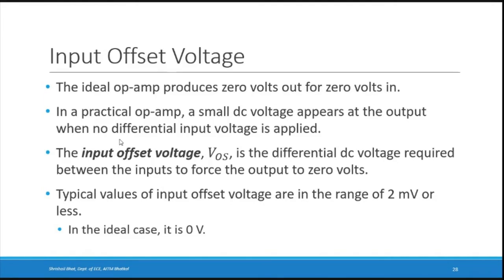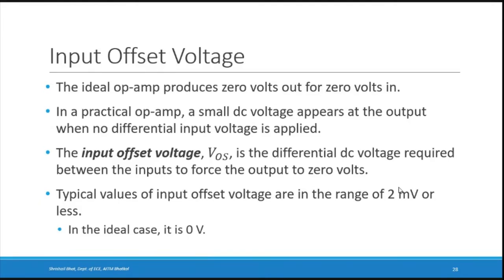So to nullify the effect of that offset voltage, you have to connect some voltage at the input. So that's called the input offset voltage. Okay, input offset voltage, VOS. So that's the differential voltage that you have to give at the input to force the output to 0. When you have not connected an input, the output has to be 0, but there will be some small output voltage. To nullify that, you have to connect this input offset voltage to force the output to 0. The typical values of this input offset voltage are very small, in the range of some millivolts, 2 millivolts or lesser than that. Ideally, there should be no offset voltage. So ideally, input offset voltage is 0 volts.